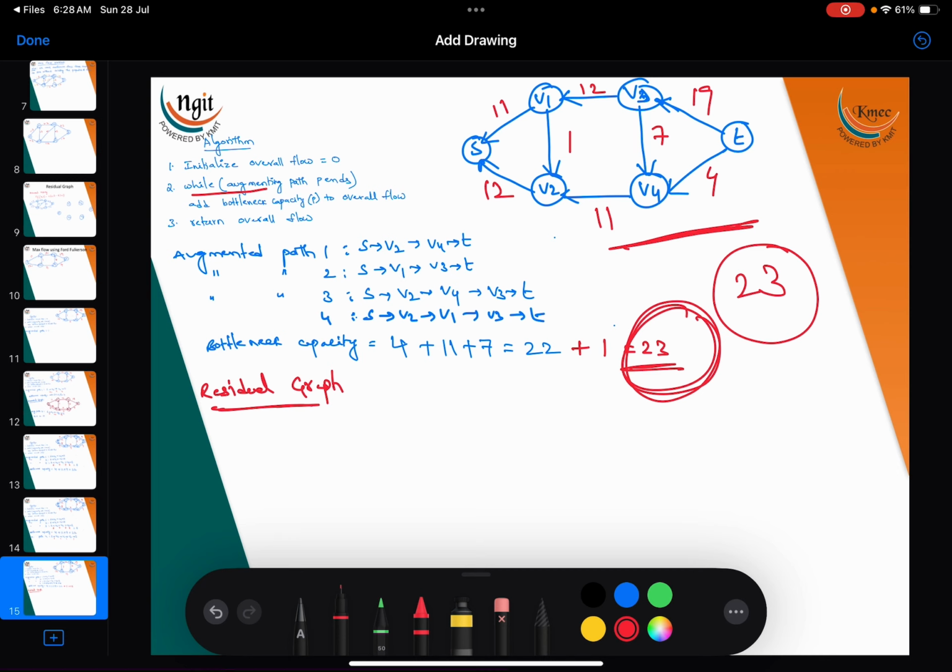So this is the way you have to calculate until you find there is no path from source. Until you find that, you have to repeat this algorithm. So this is about calculating the maximum flow value using the Ford-Fulkerson algorithm.